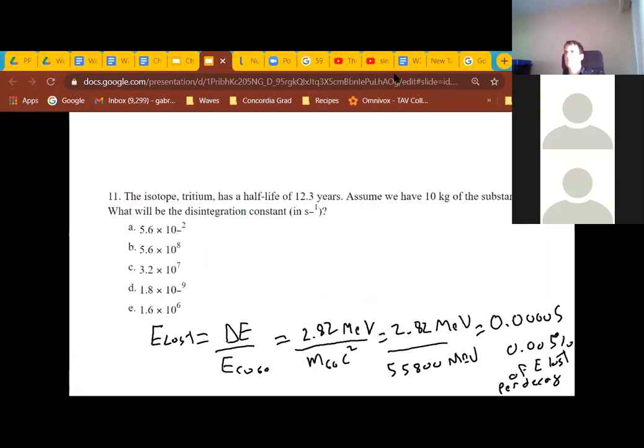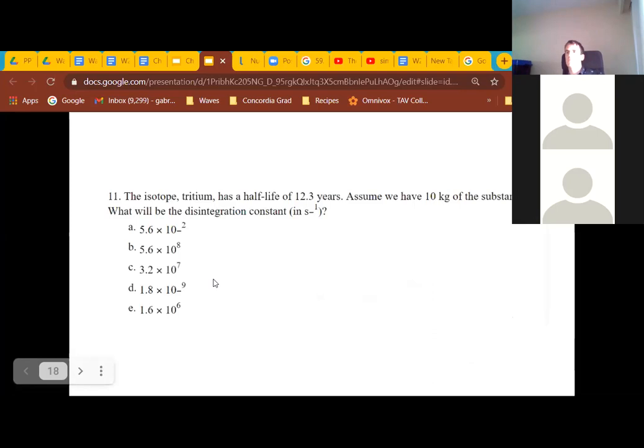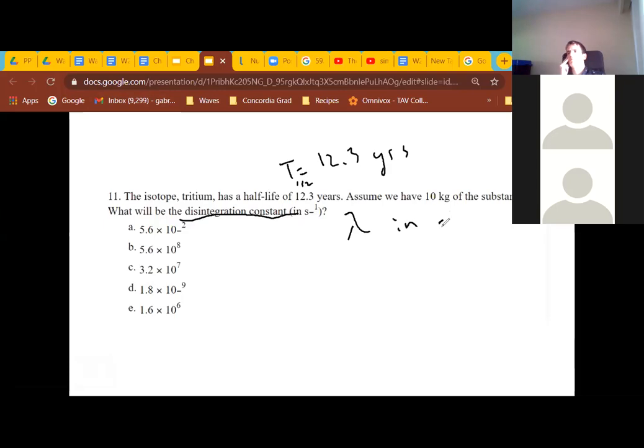I'll let you try this one. So we have tritium, which has a half-life of 12.3 years. So you know what that is. T1/2 is 12.3 years. And you're asked to find the disintegration constant in seconds. Disintegration constant is just lambda. So you're given T1/2, you have to find lambda. So let's try it, see if you can get it, and then we'll discuss.